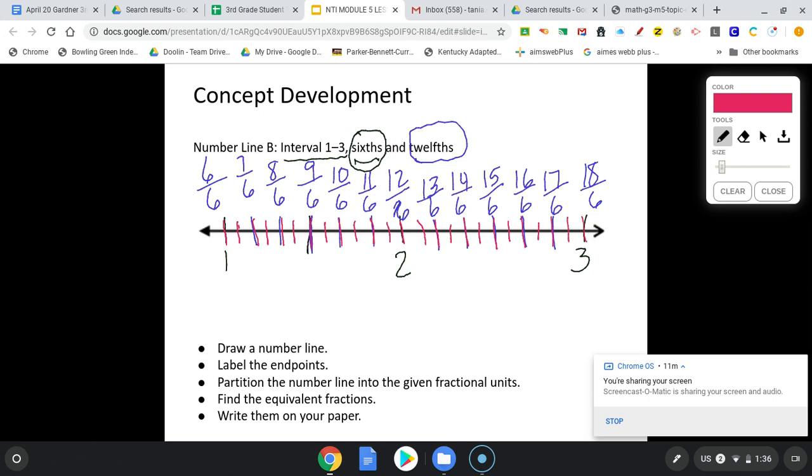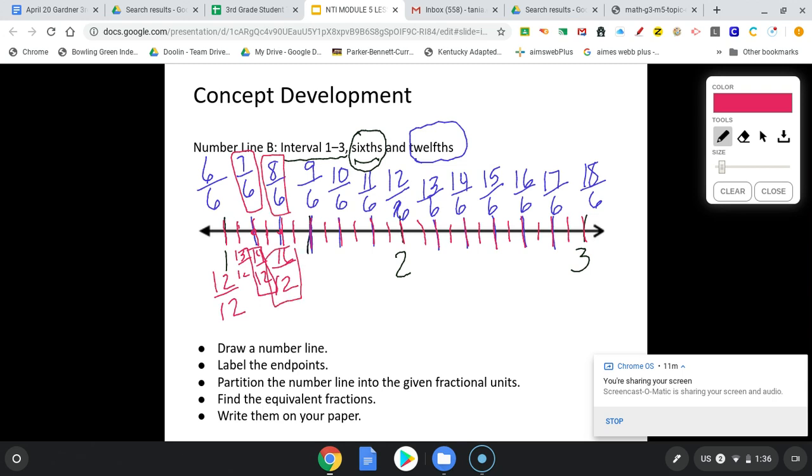So now how many twelfths are in one whole? Very good, 12 twelfths. So I know that this is 12 twelfths, so this is 13 twelfths, and this is going to get a little tight in here, 14 twelfths. So 14 twelfths is equivalent to 7 sixths. So let's keep going. 14 twelfths, 15 twelfths, 16 twelfths. So 16 twelfths is equivalent to 8 sixths.